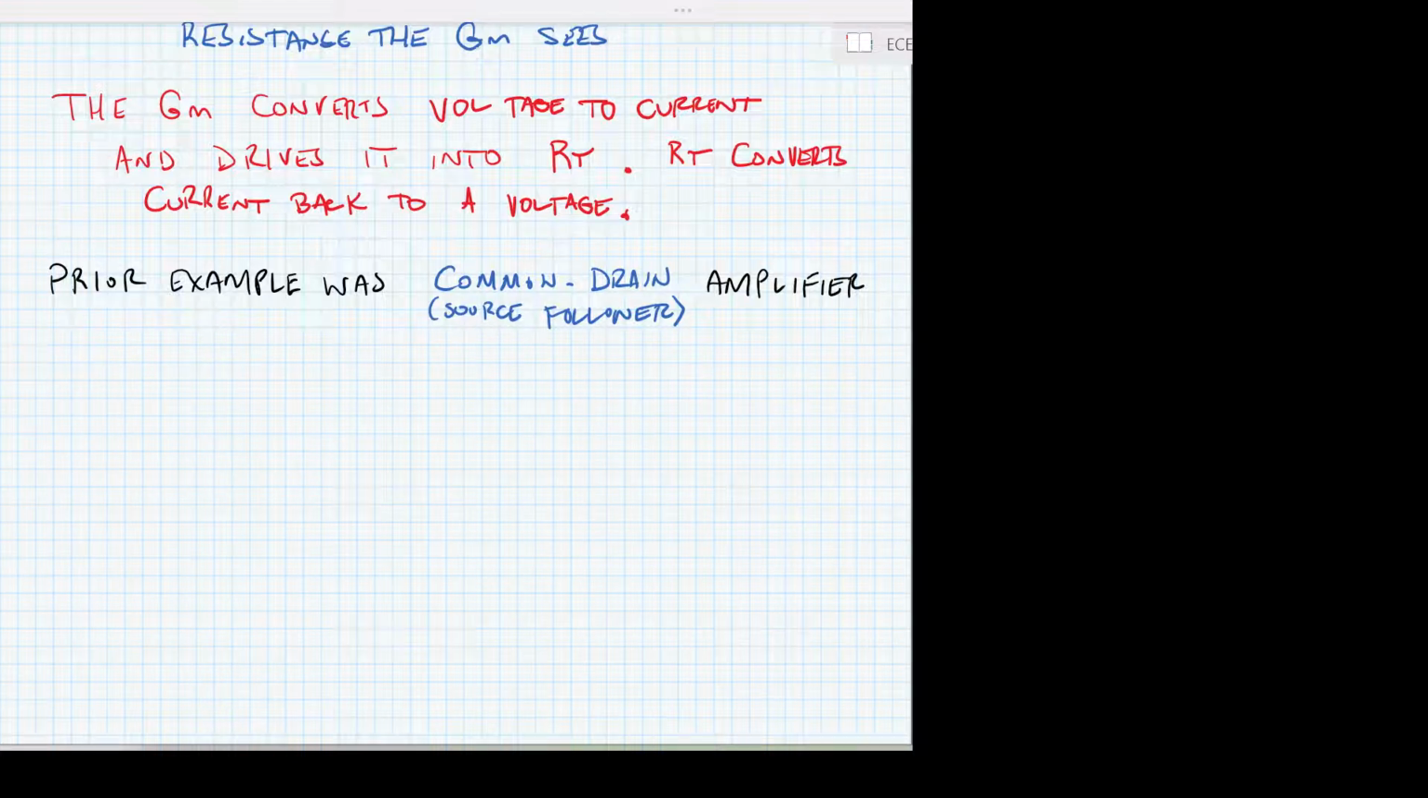Now we can note that big GM for that source follower was equal to little gm, this is the GM of the transistor, divided by 1 plus GM times RS in parallel with RL. RS in parallel with RL is the total resistance seen at the source of the transistor. And RT, the total resistance, is equal to RS in parallel with RL.